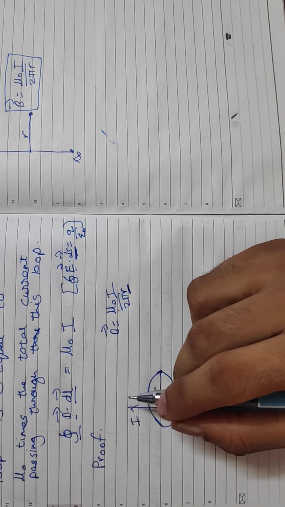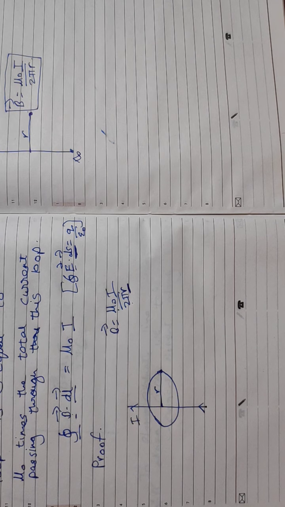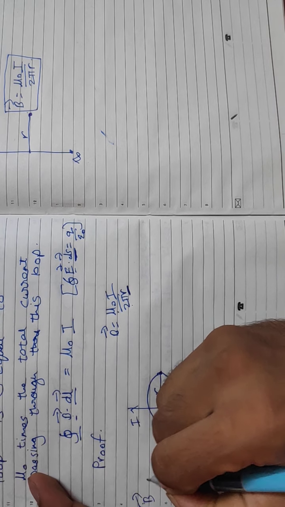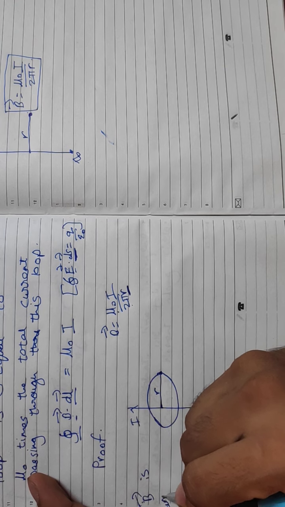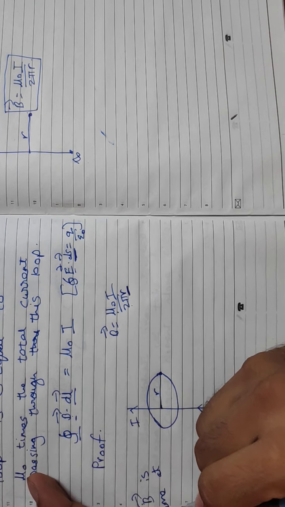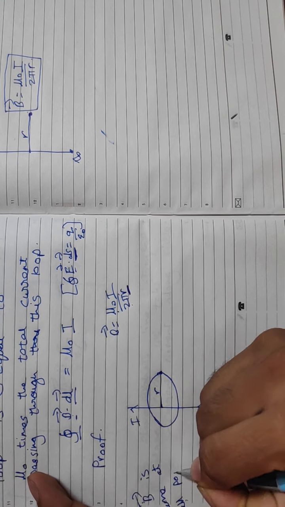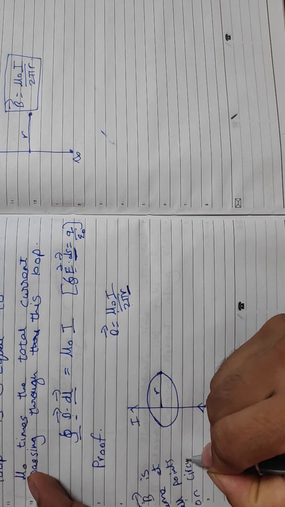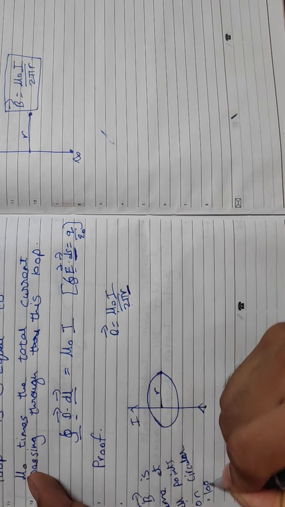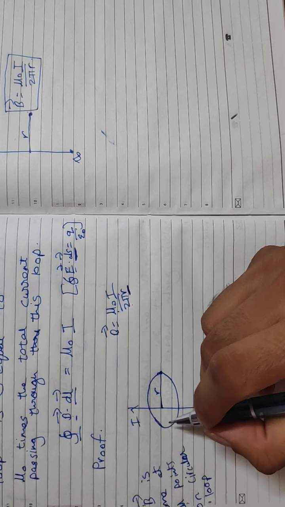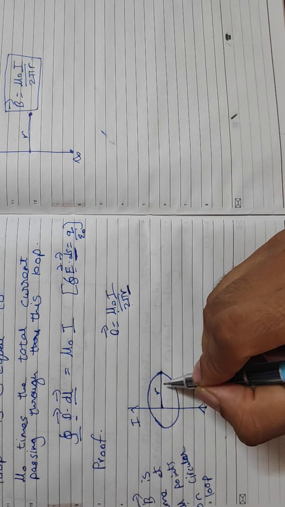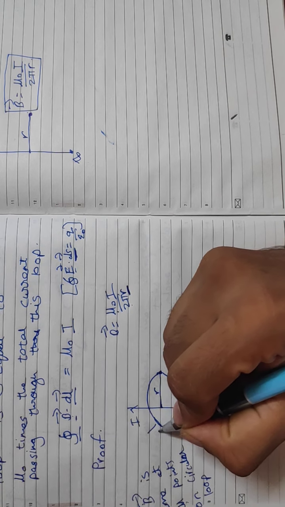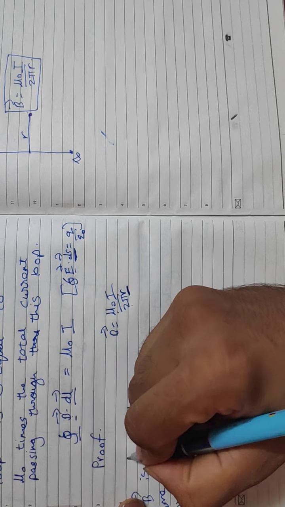Then we'll move forward. Now here we'll write: magnetic field is the same at all points on the circular loop. This is our circular loop, and at each and every point the radius remains the same. That's why the magnetic field is also the same. This curve is known as Ampere's loop.